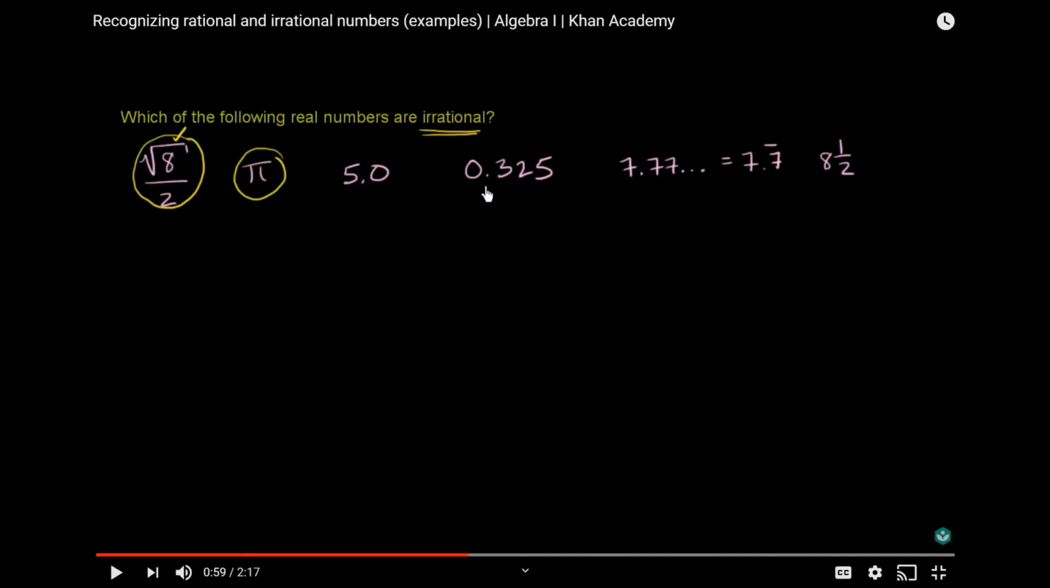Okay? And then what he has circled is the irrational number, because that's what's in the question: which of the following real numbers are irrational? You have the first one, the square root of 8 over 2. That's irrational, because what is the square root of 8? What's the square root of 8?